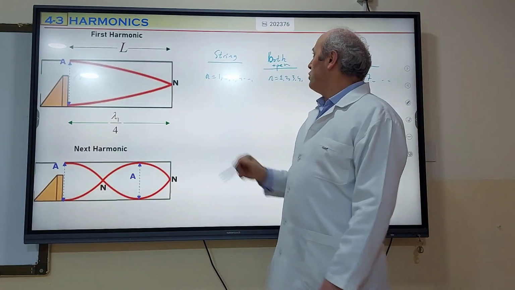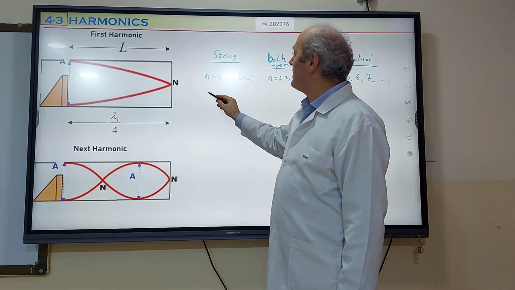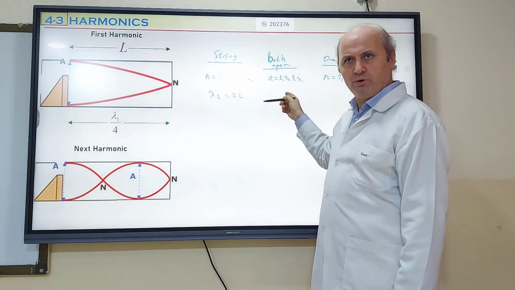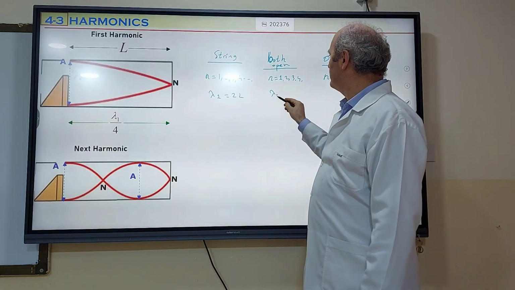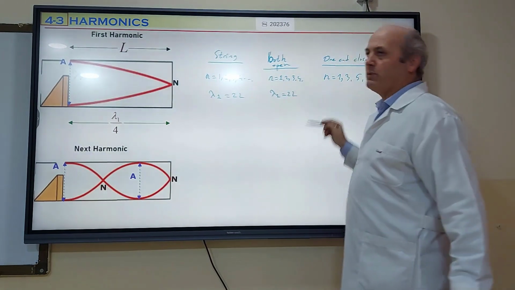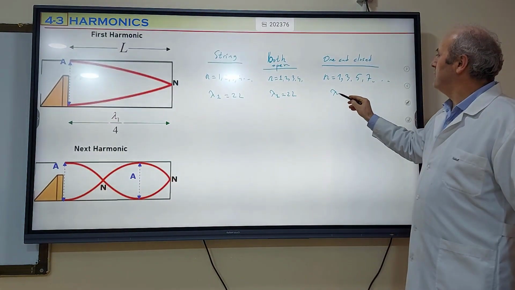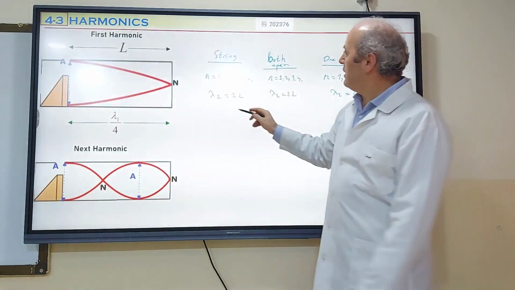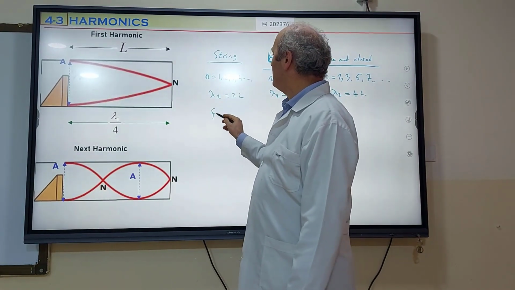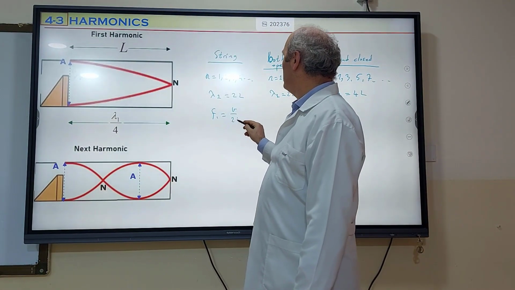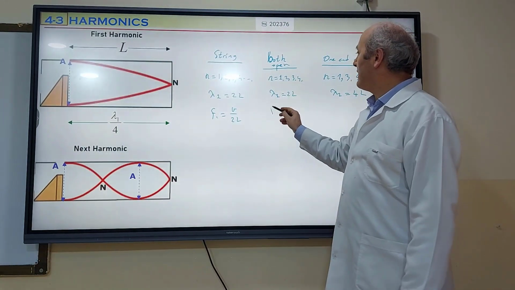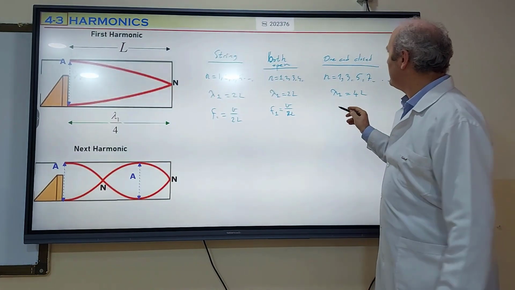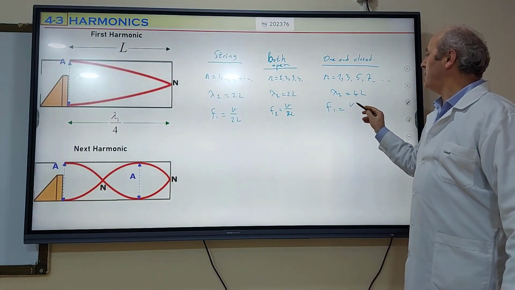In a string instrument, the fundamental wavelength is equal to 2L. In a both-ends open pipe, also 2L. But in a one-end closed pipe, 4L. Fundamental frequency in a string instrument, F1, we divide by 2L. In a both-ends open pipe, again, we divide by 2L. But in a one-end closed pipe, we divide by 4L.